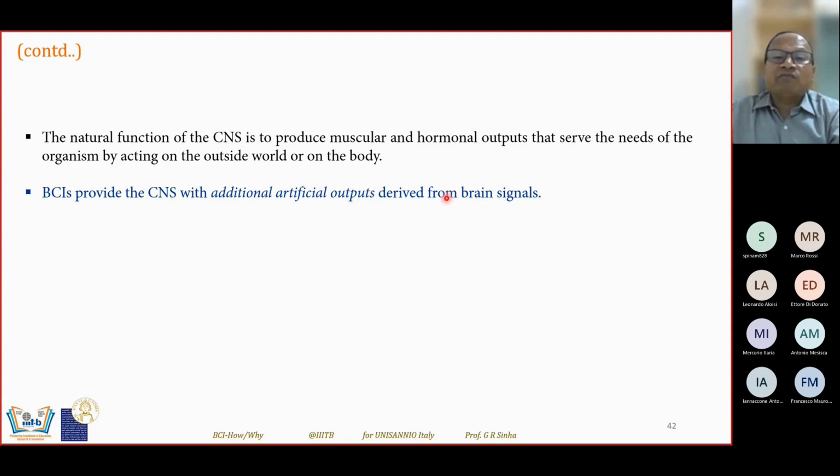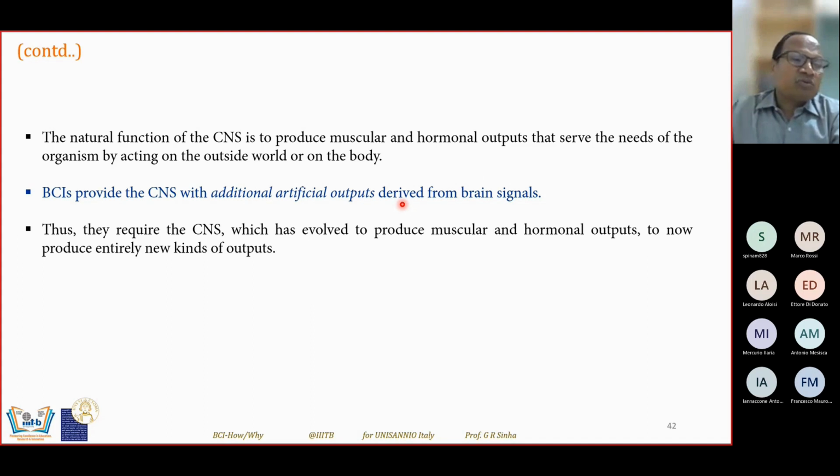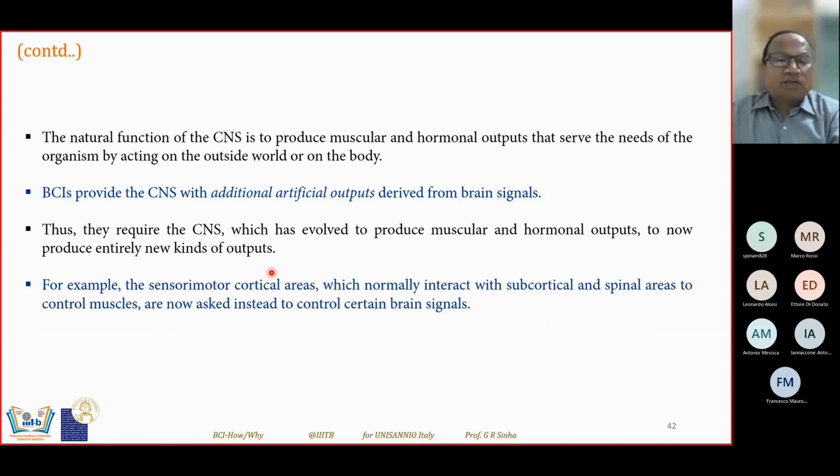So brain signals you are acquiring for certain purpose, so that you want some output. This output may be again some classifier output, or maybe commands or some signals, anything which is being derived from the brain signals using some artificial intelligence model, some feature extraction, training the model, something like that. So that will provide actually the additional output. Therefore, they require CNS, which has evolved to produce muscular and hormonal outputs, to now produce entirely new kinds of output. For example, there is an example like sensory motor cortical areas.